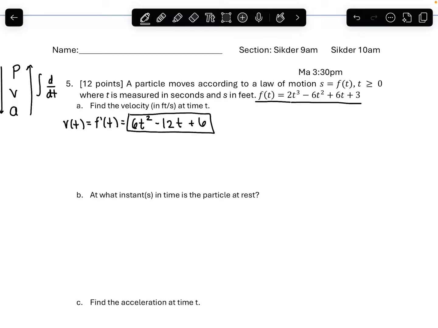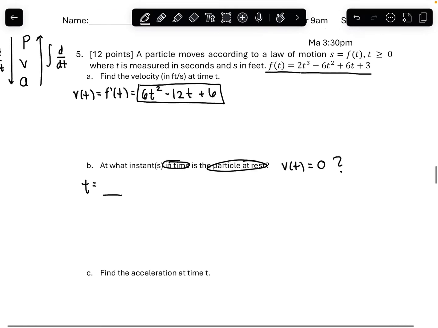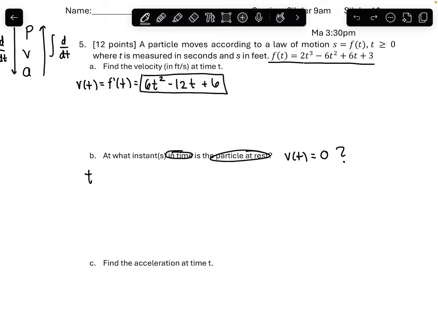Now it asks me, when is the particle at rest? I.e., when is the velocity equal to 0? So what instances in time? So my solution should be a time. Okay? So let's take our derivative that we have, and let's set it equal to 0 so we can solve for t. What do all of these have in common? Yes, 6. So let's do that.